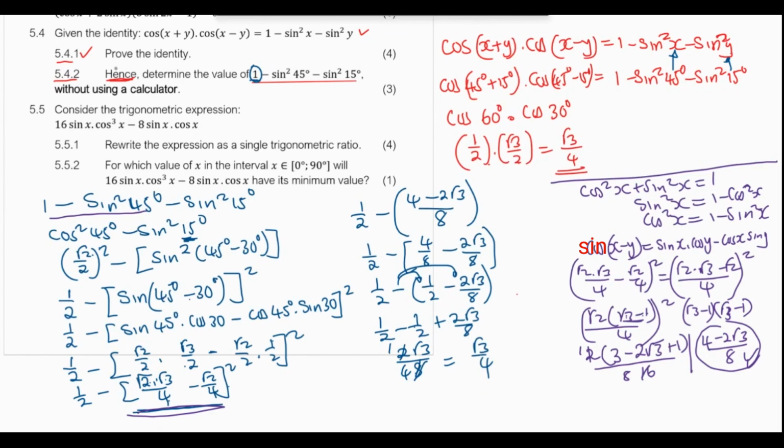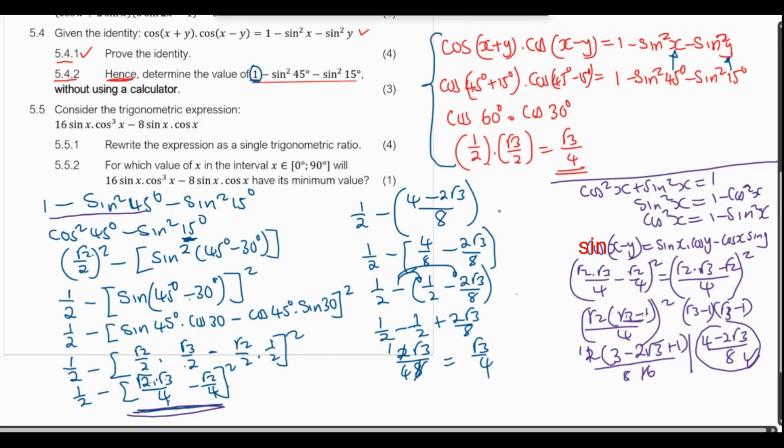So if we just follow this instruction to say hence simplify, hence determine this, and then we use our answer, it becomes very, very easy. You can compare the first method with the other two. You'll see how easy the first method is.